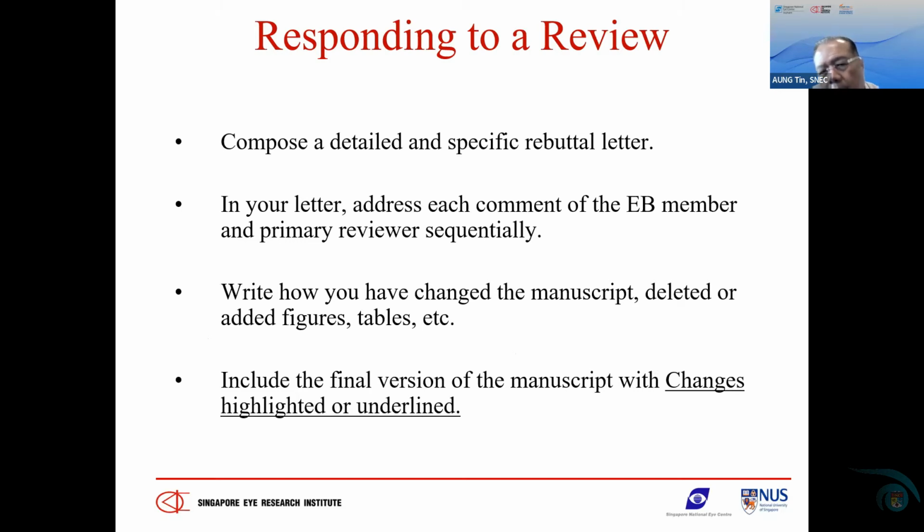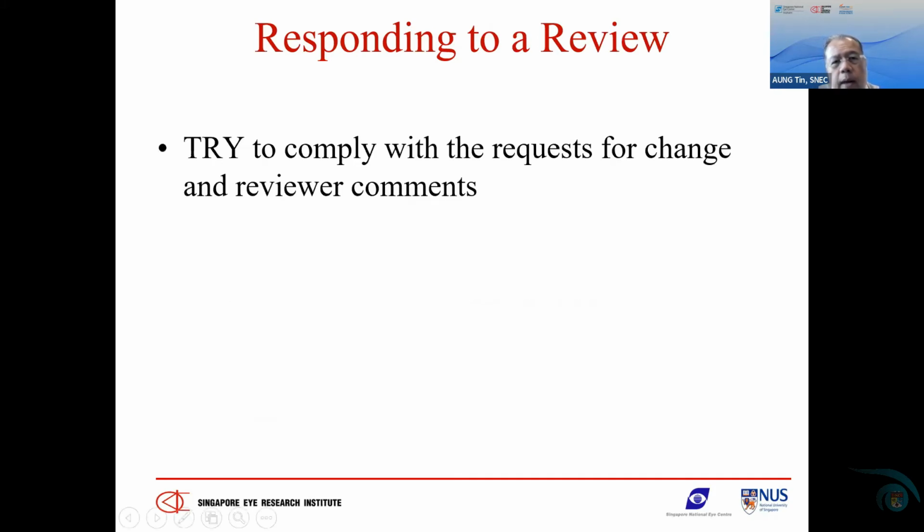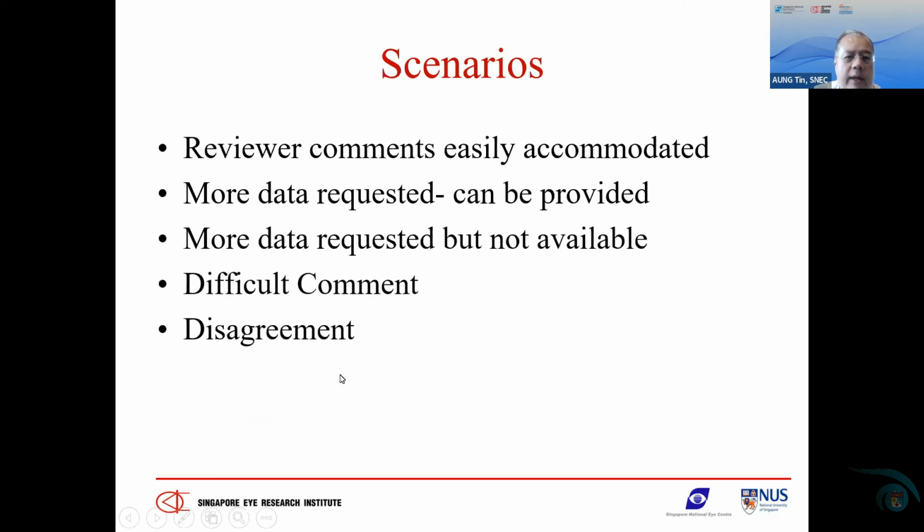And write how you changed the manuscript, what changes you made, exactly what you did, and in fact, include 2 versions of the manuscript when you submit the revision. One is the manuscript with the changes highlighted or underlined, and the second one is the full final manuscript. So you have to write 2 versions of the manuscript. And remember, it's a peer review process. You should try to comply with the request for every change and every comment.